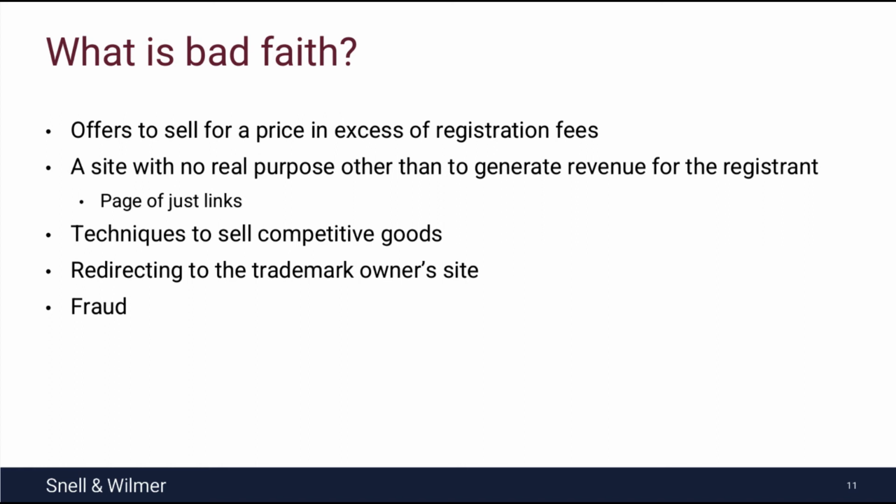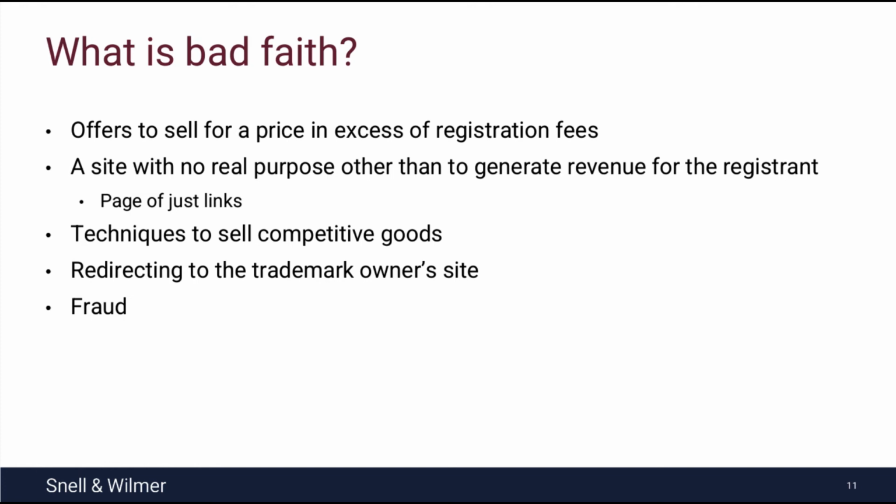Here's just some other examples of bad faith. Selling the domain name in excess of registration fees, sites with no real purpose, trying to sell competitors' goods, redirecting to the trademark owner's site, and also fraud. I've handled a couple cases recently where the website itself had absolutely no content. But what was happening is that these folks were registering domain names with my client's mark in them. The site was completely blank, but they were using email because they had the domain name. They were basically using email addresses associated with the domain name to contact customers. They were basically perpetrating a fraud. And because of that, we were able to show bad faith.